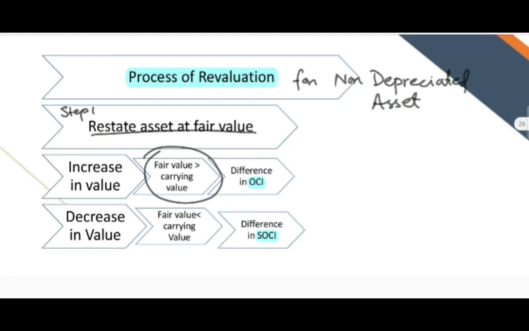Again, process of revaluation is, first step is to restate the asset at its fair value. Step 2 is to compare the fair value with the carrying value. If the fair value is greater than carrying value, then the difference would be recorded in other comprehensive income, in the name of revaluation surplus. And if the fair value is less than carrying value, it should be recorded as an expense in the statement of profit and loss.